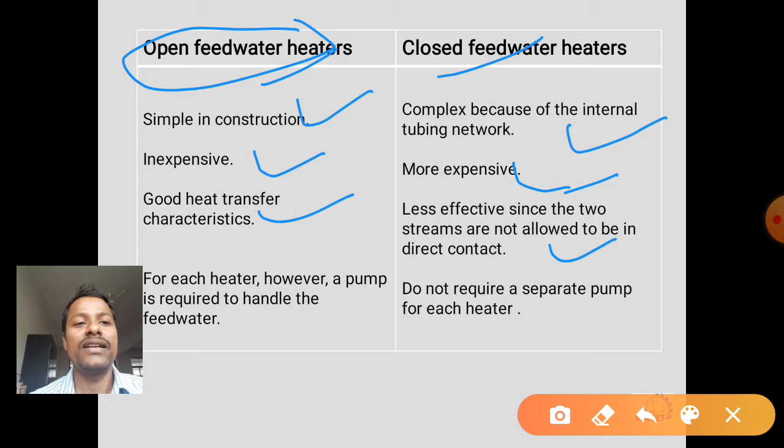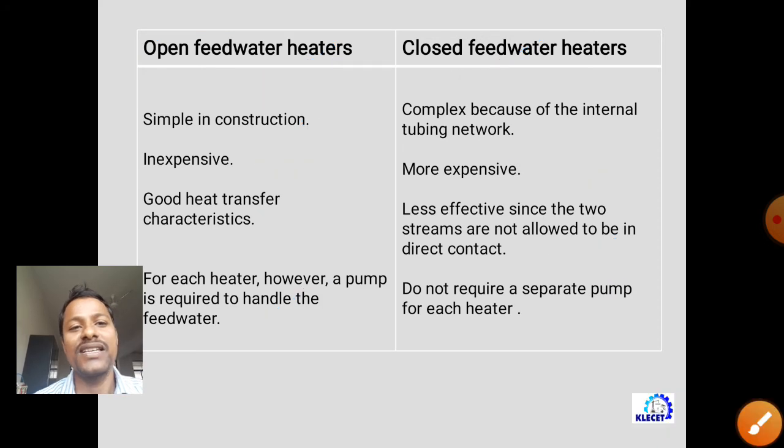Then again, in the open feed water heater, each feed water heater uses a pump which is required to handle the feed water, but in the closed one no separate pump is required for each feed water heater. So these are the differentiations that we can note down.